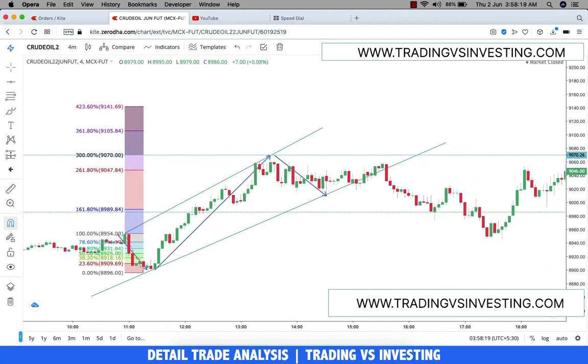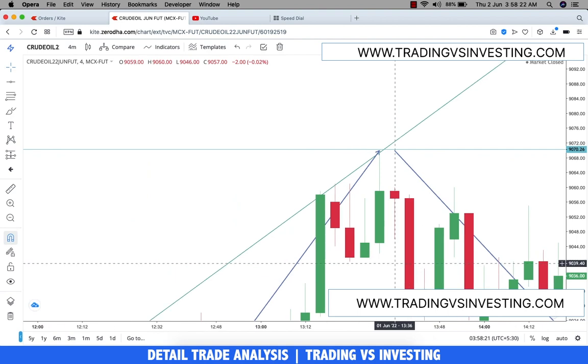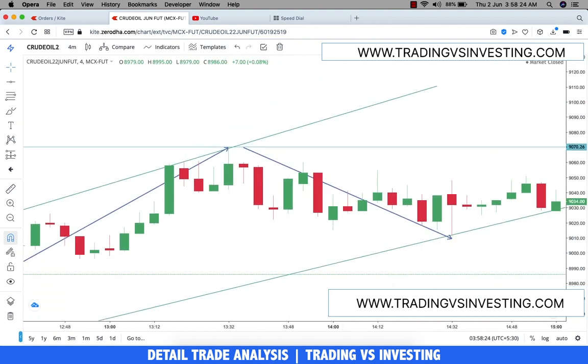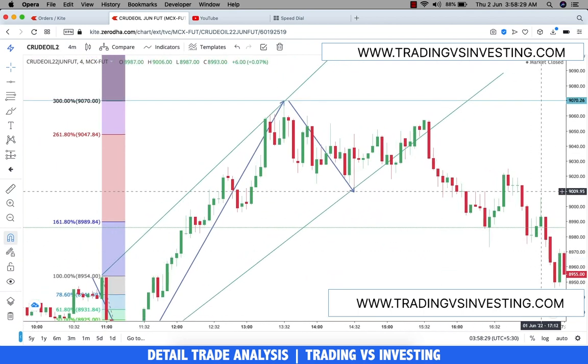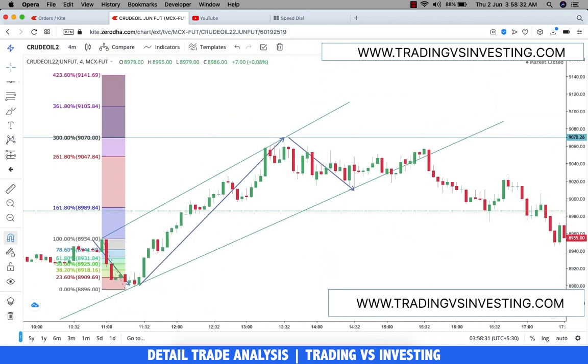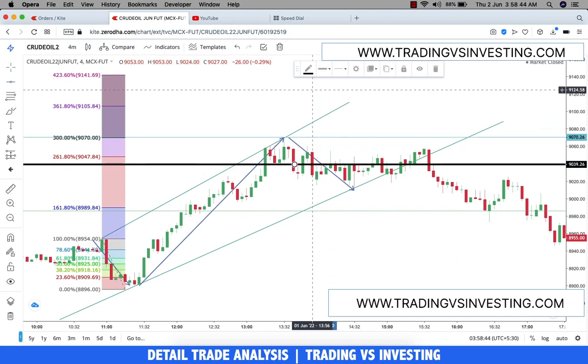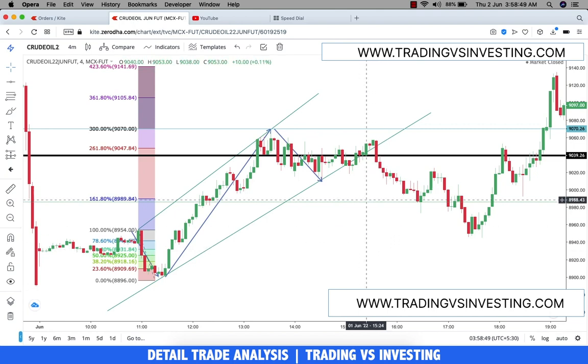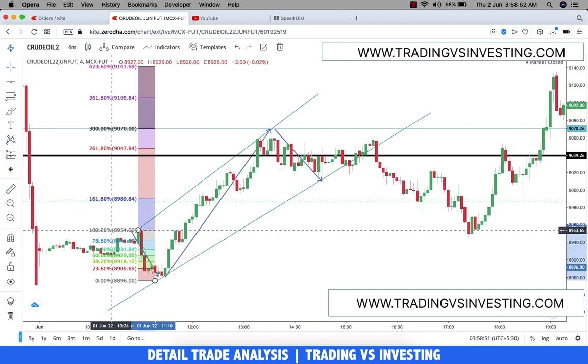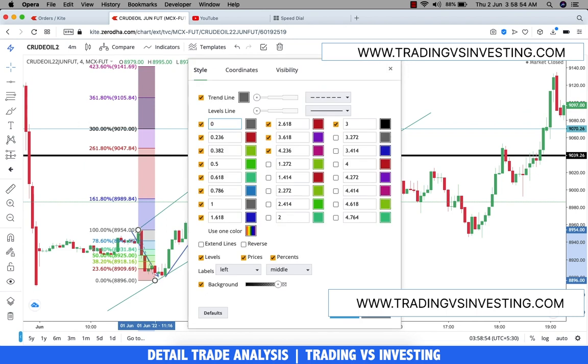Now the next question is, what about the entry? We found the trigger point at this particular point, and from this area we just entered. As this is only for teaching purposes, I did not take a large lot, and I did not pyramid or do anything else. I just took a small lot to give you the basic idea about the trading.